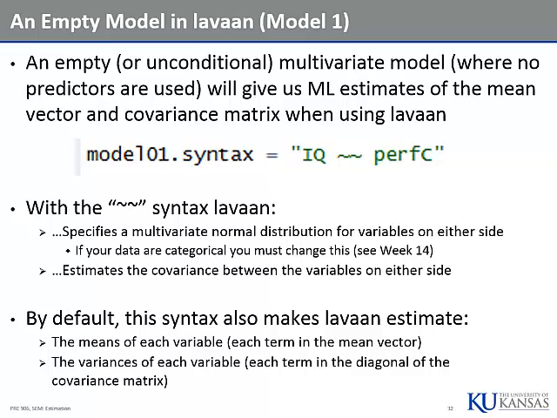So, here is an example unconditional model. If I wanted to estimate the covariance between IQ and job performance, PERF-C is what I call that, for complete data in this data set, I could make model syntax that has the double tilde. Now, by lavaan's measure, that means that I'm actually asking for, here, let me back this up.